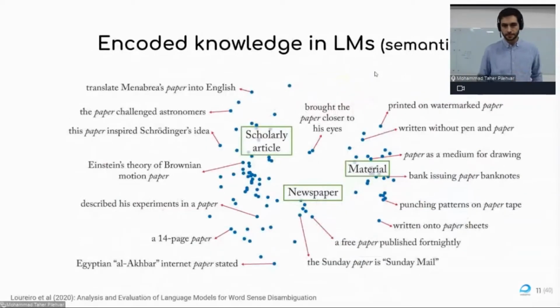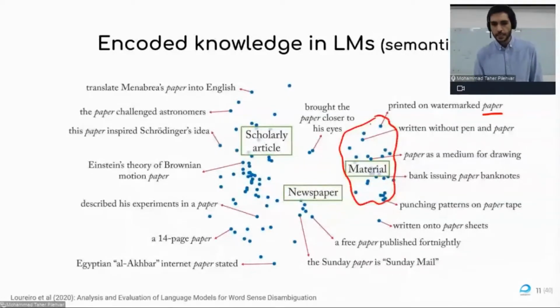Talking about semantics, the blue points we have here are in fact the contextualized representations of an ambiguous word, paper, as it appears in different sentences, denoting different meanings. If we look at the contextualized embeddings in the dimensionality-reduced space, we can see there are different clusters. For example, this cluster here is the set of sentences that talk about paper as a material, like printed on watermark paper, or without pen and paper. Whereas on the left side we have the scientific paper, like the paper challenged astronomers.